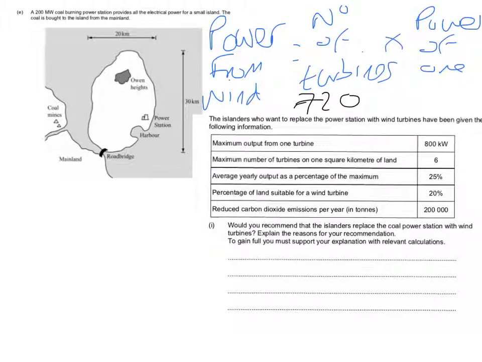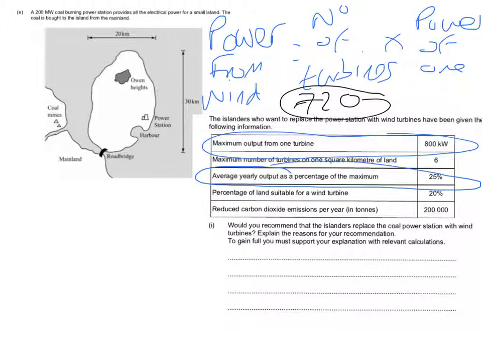We've got power from the wind is equal to the number of turbines multiplied by the power of 1. Now we've got 720 wind turbines. We now want to work out the power of 1 and then multiply that number by 720. So it tells us here that the maximum power of the wind turbine is 800 kilowatts. That's the maximum output from a turbine. The average yearly output as a percentage of the maximum is 25%.